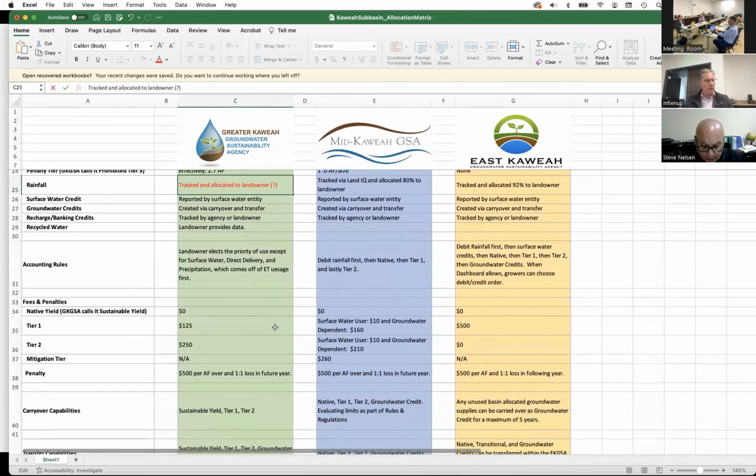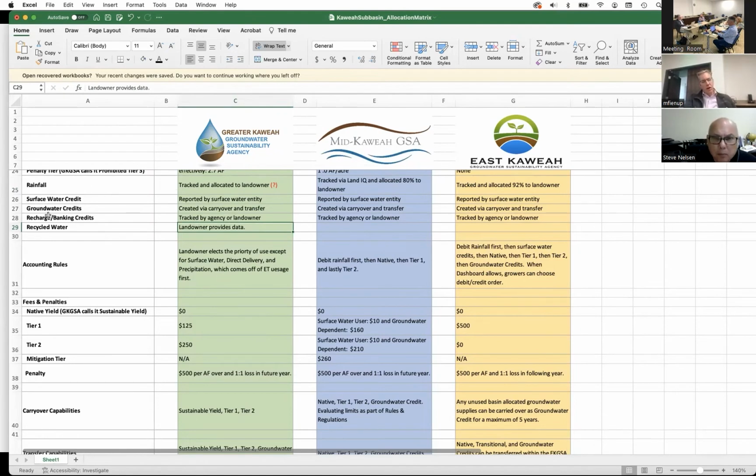I would just say that we're all tracking surface water credits so that you get an offset. Groundwater credits are those generally that are carried over or transferred. So that's where the carryover and transfer come in. Recharge and banking are those programs that individual landowners would set up, and we'll be tracking those separately for credits. And then recycled water is not your traditional ag recycled water, but the Greater Kaweah is considering, they've got some significant industry wastewater that gets shipped out to landowners that needs to be accounted for. So they're going to have to track that.